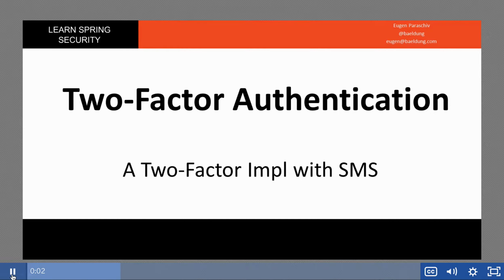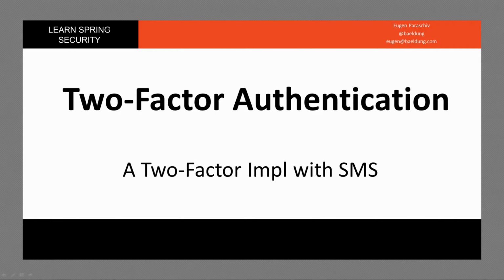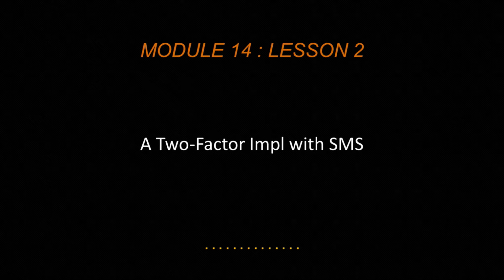Welcome to the second lesson of Module 14, a two-factor implementation with SMS. So in the previous lesson, we had a look at the two-factor implementation using a soft token, using a mobile application to generate the code. In this lesson, we're going to have a look at the same kind of implementation, but this time using an actual SMS service to generate that code instead of the mobile app.